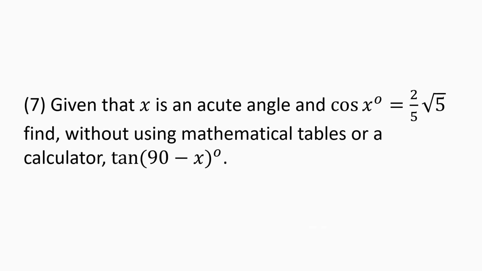Question 7. Given that x is an acute angle and cos x is equal to 2 over 5 root 5, find, without using mathematical tables or a calculator, tan (90 minus x) degrees. So from this question, we know that x is an acute angle and cos x is equal to 2 over 5 root 5.